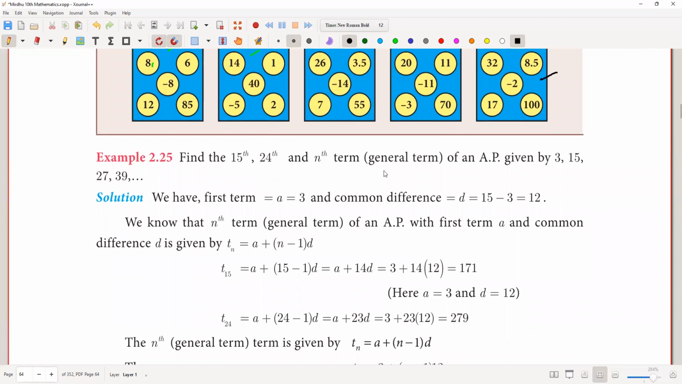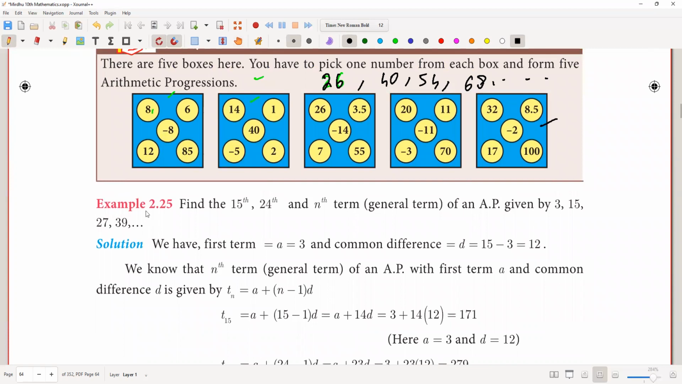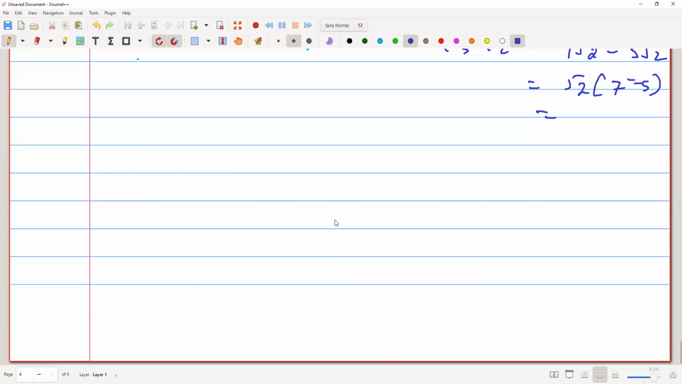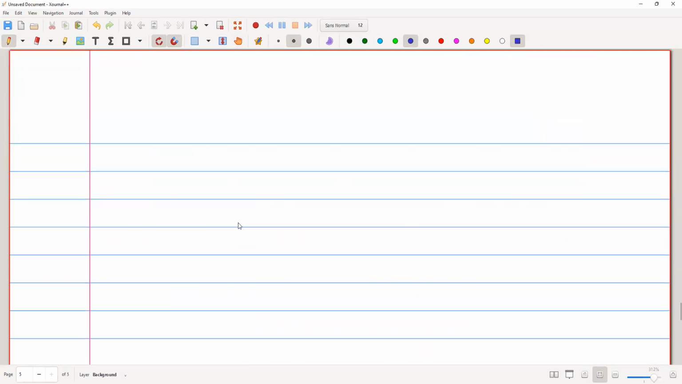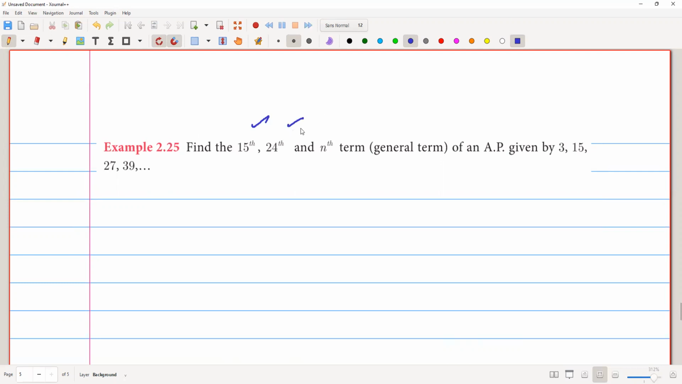Find the 15th, 24th, and nth term of the AP given by: When they see the example sums, how they have worked, it will seem like this is one of the toughest exercises. But the reality is, it will be very, very simple. The given AP is 3, 15, 27, 39. They want us to find T15, T24, and the Tn formula.